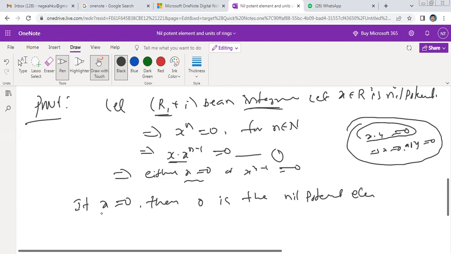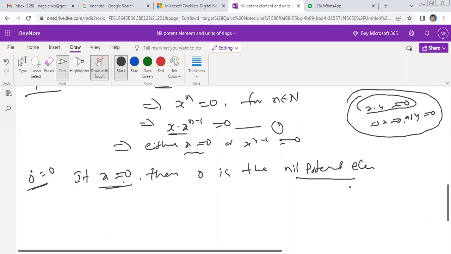Am I right? Do you understand this point? If you take x is equal to 0, what happens? 0 power 1 is 0, because x is nothing but 0. 0 power 1 is equal to 0. Therefore, 0 is the nilpotent element. Right. If x is not equal to 0, what happens?